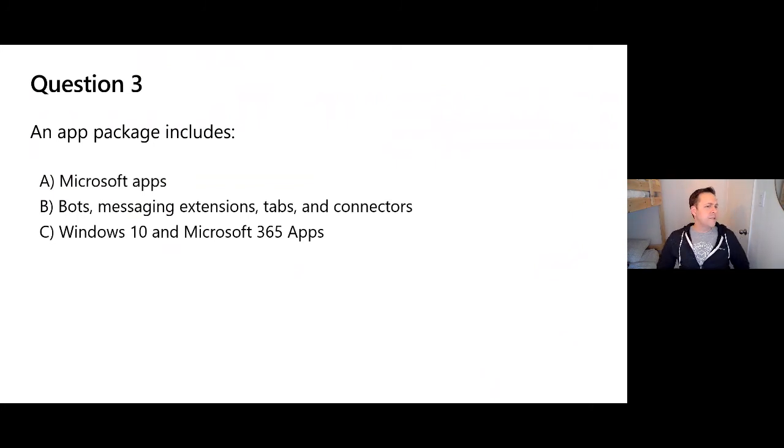We probably didn't cover this all that closely. This is part of the module. So we're building apps for Microsoft Teams. What does the app package include? Is it Microsoft Apps? Is it bots, messaging extensions, tabs, and connectors? Or is it Windows 10 and Microsoft 365 apps? My guess would be B because it's the package, but I don't know, Mark.